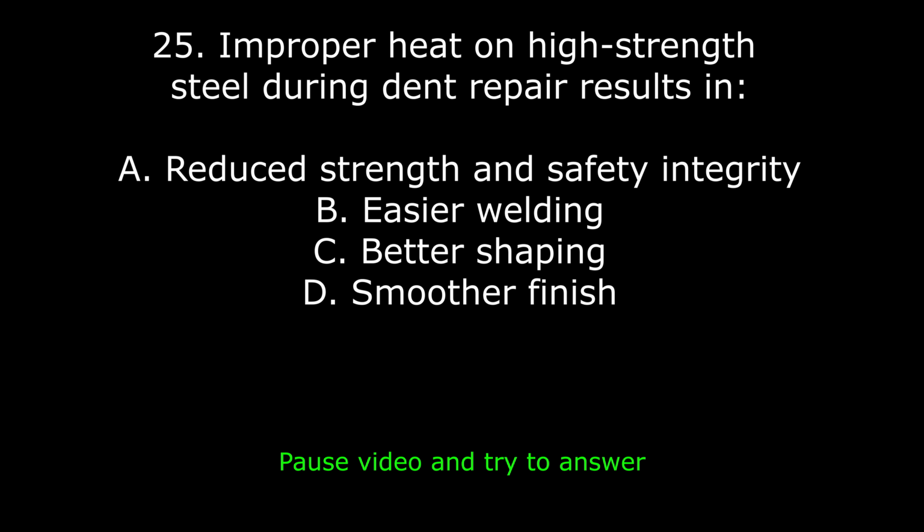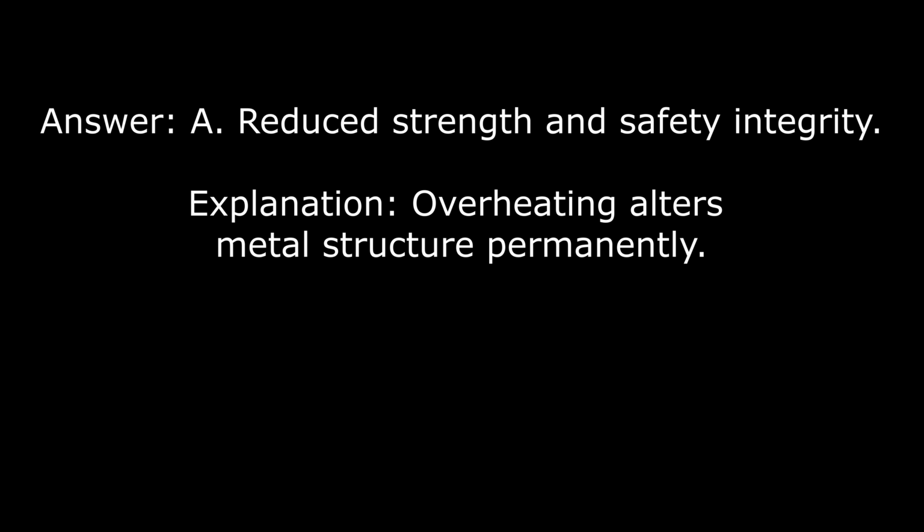25. Improper heat on high-strength steel during dent repair results in A. Reduced strength and safety integrity. B. Easier welding. C. Better shaping. D. Smoother finish. Answer: A. Reduced strength and safety integrity. Explanation: overheating alters metal structure permanently.